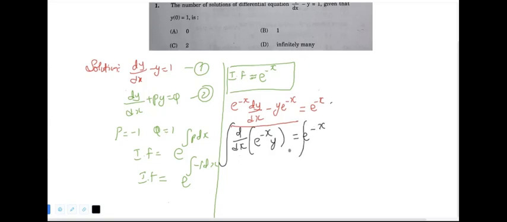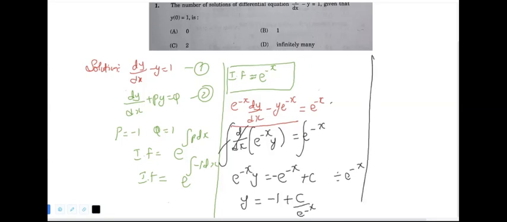Now integrating both the sides, we get e to the power of minus x y, the integral and derivative get cancelled, is equal to e to the power of minus x, and this minus will come in front because we are integrating minus x once again, then plus c. Dividing throughout by e to the power of minus x, we get y is equal to minus 1 plus c divided by e to the power of minus x. Now taking the denominator to the numerator, we get y is equal to minus 1 plus c into e to the power of x. You can call this equation 2.